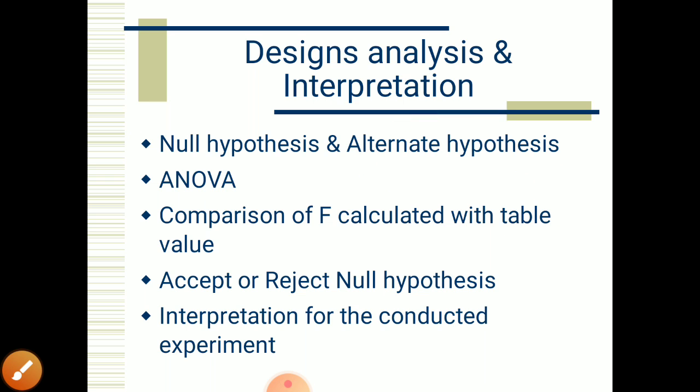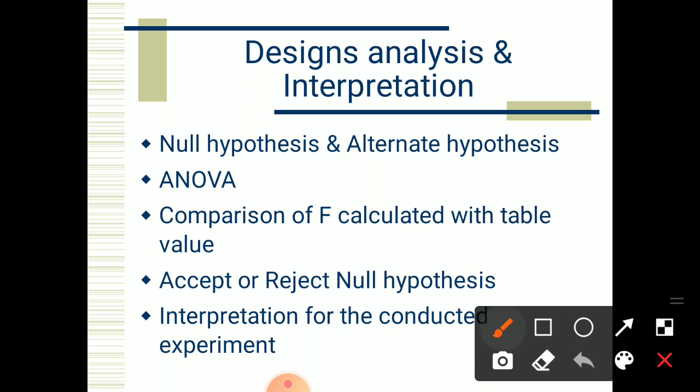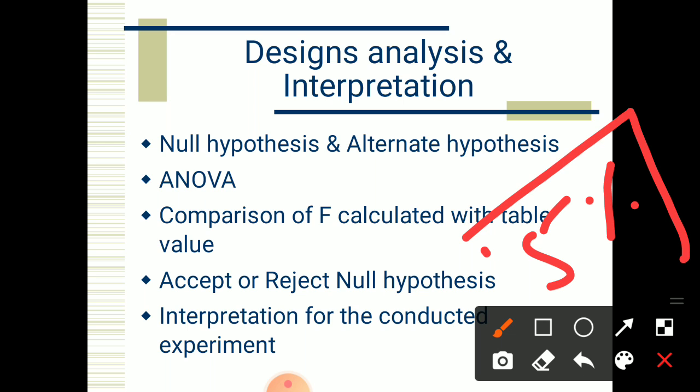You compare these two, the F calculated value and the table value, and depending on that you accept or reject the null hypothesis. When the F calculated value is less than the table value, you accept the null hypothesis. When it is more, you reject the null hypothesis. It is always at a given level of significance. Most of the time the common level of significance is 5%.